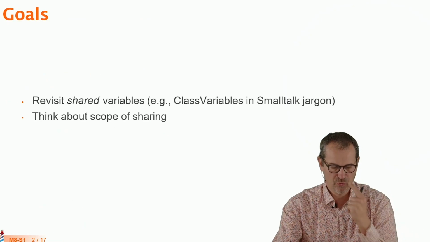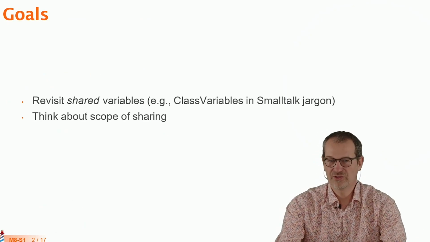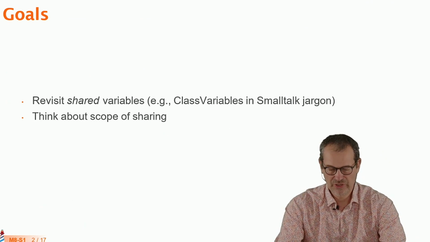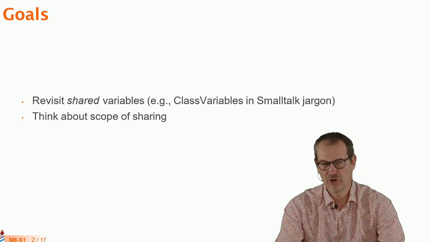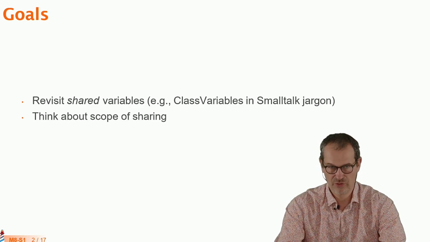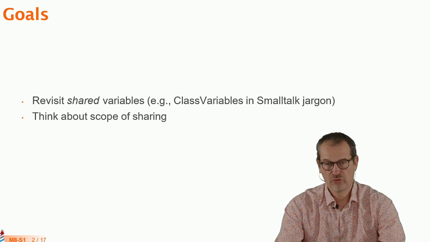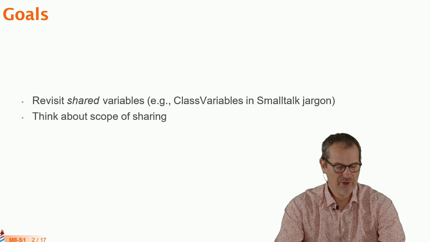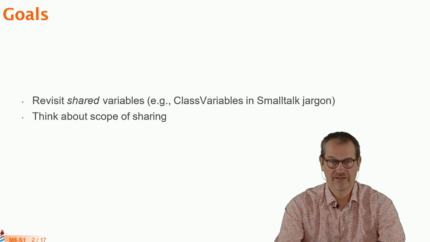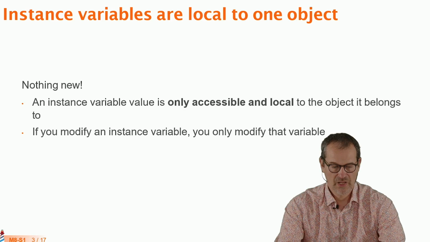So in this lecture, what are the goals? We will revisit the concept of shared variable. So class variable in Smalltalk jargon or shared variable in Pharo jargon, and think about the scope of sharing. What does it mean? And we will have 2 other lectures that are related somehow to this lecture, plus the flyweight design pattern. So in fact, let's start with the basic things first.